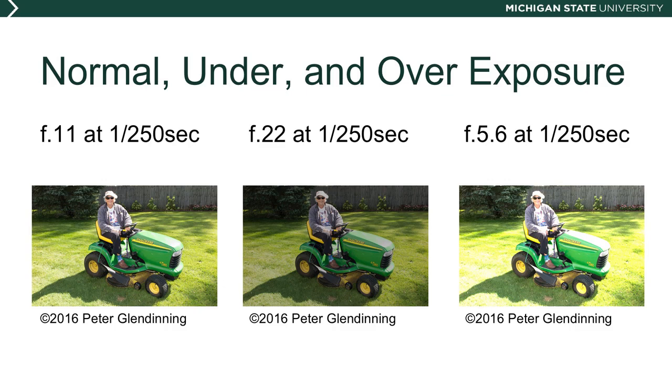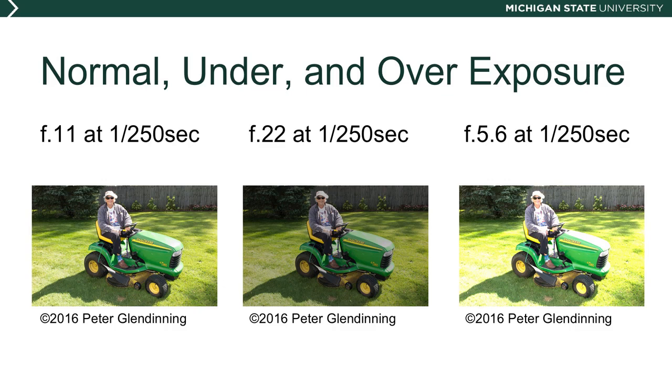In this instance, we've got our normal exposure of f11 at 1/250th of a second. That's a given aperture at a given shutter speed. And we're going to keep the shutter speed the same, but we're going to change the aperture setting. So if we move to f22, that's a bigger number, but remember it's a smaller hole, less light passing through the aperture, but the same shutter speed, we get what we call an underexposure or a darker picture than normal.